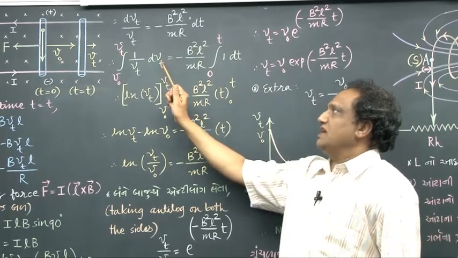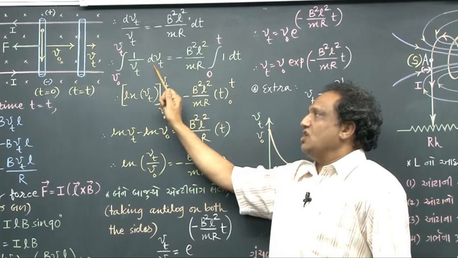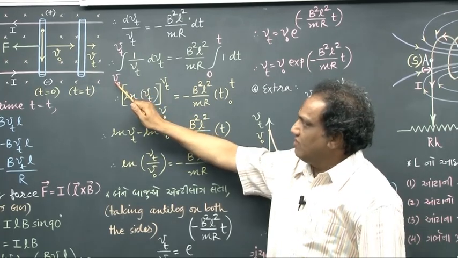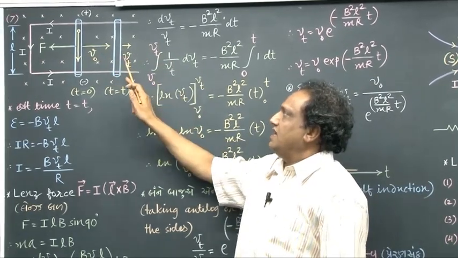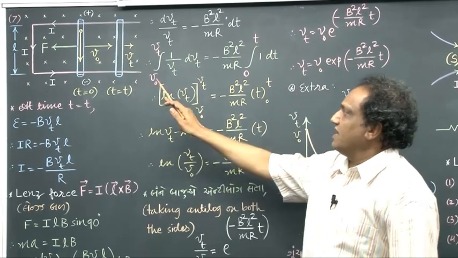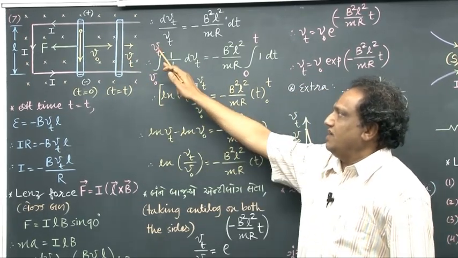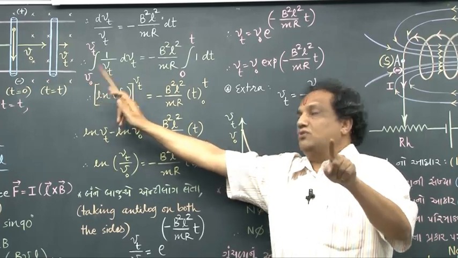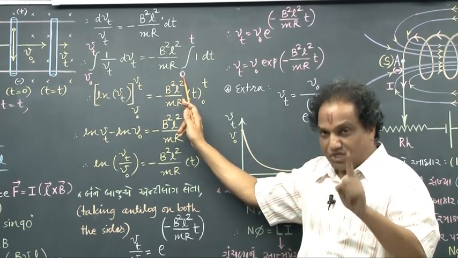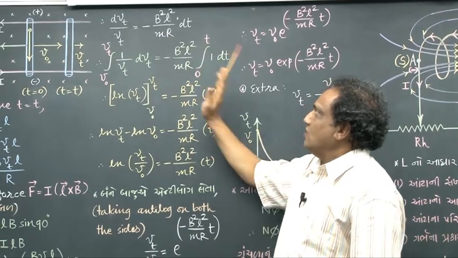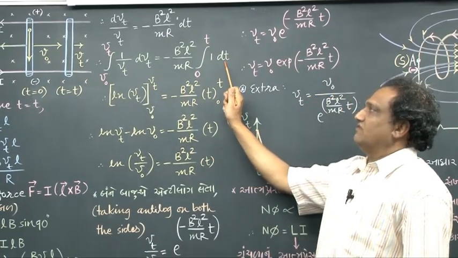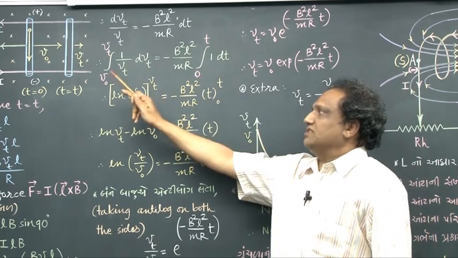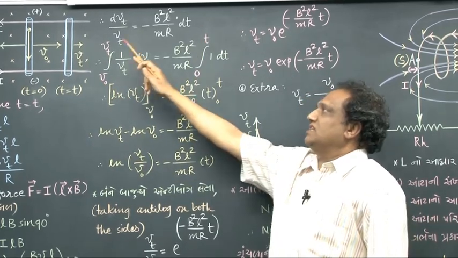Because here the variable is in terms of velocity, we should specify the limits also in terms of velocity. Initial velocity was V0. Later on at time t, that velocity became Vt. So I am taking integration between these two limits, V0 and Vt. And here, the initial velocity is at time t equal to 0, and this is the velocity at time t. Here the variable is in terms of time, so I should specify the limits also in terms of time.